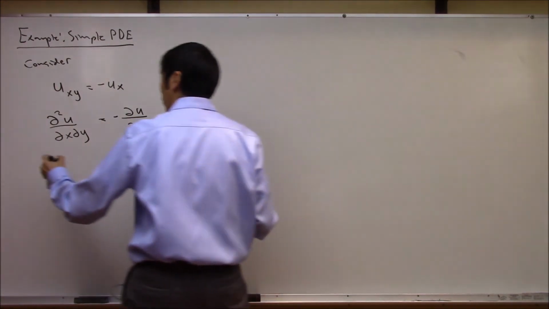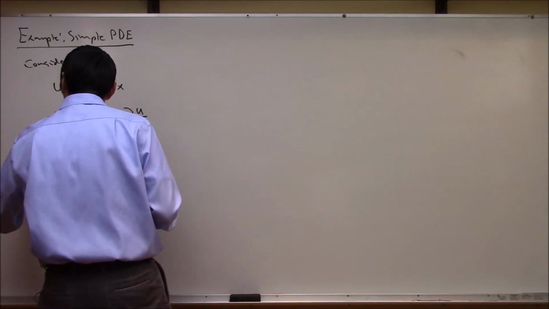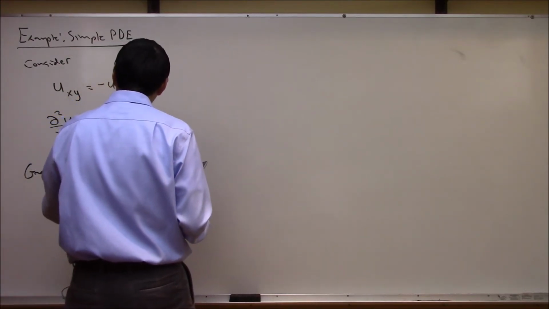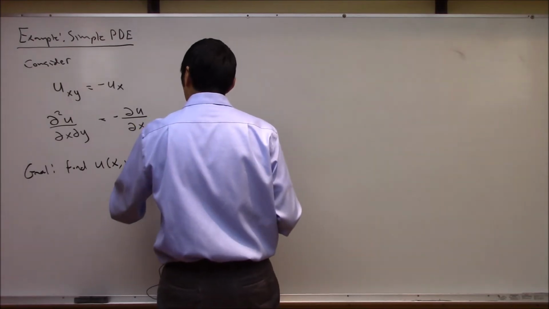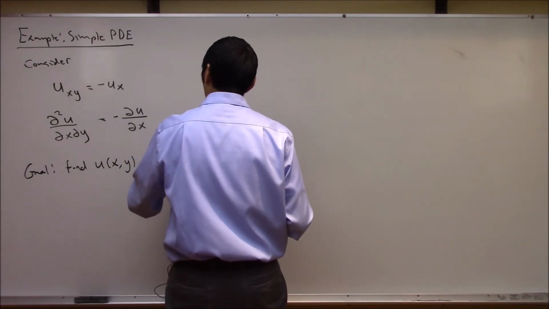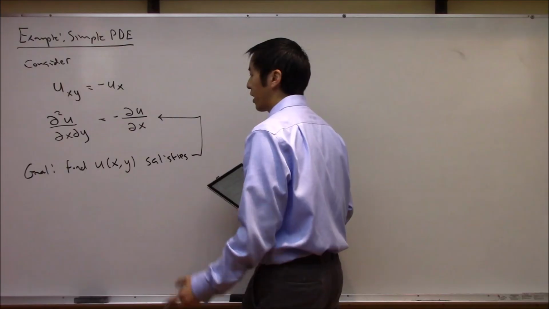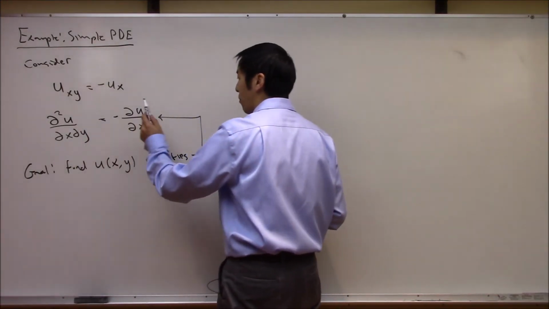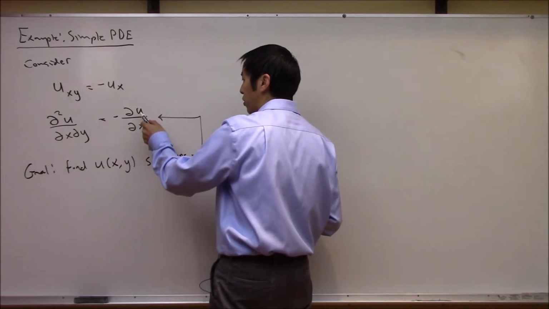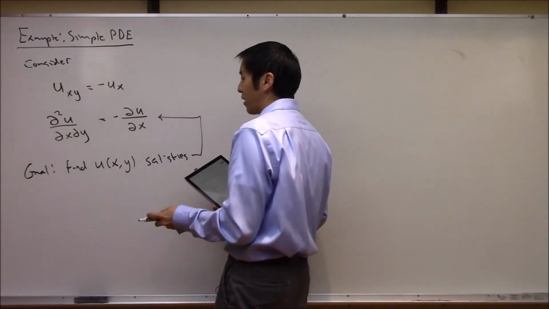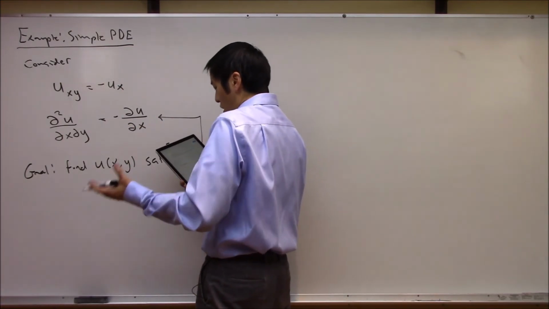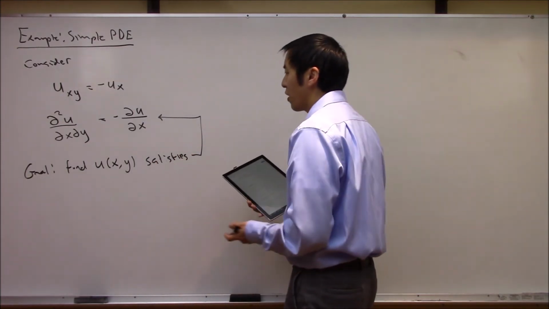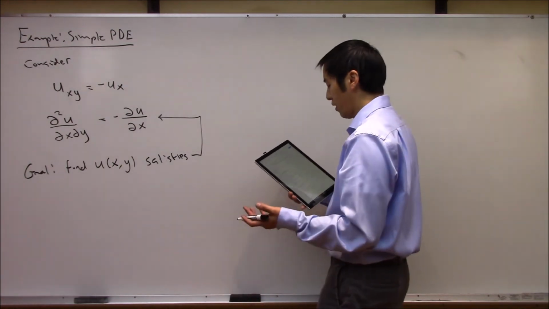So the goal here is to find this function u of x and y which satisfies this PDE. I have to be able to take its partial derivative with respect to x and then with respect to y, and that better equal the same thing as if I took the partial of u with respect to x and then stuck a minus sign in front of it. Okay, how are we going to solve this? This PDE is simple enough that we might be able to do this using analytical techniques.